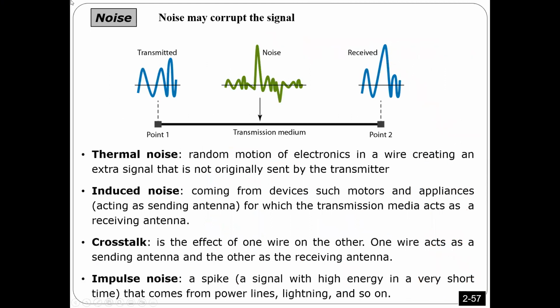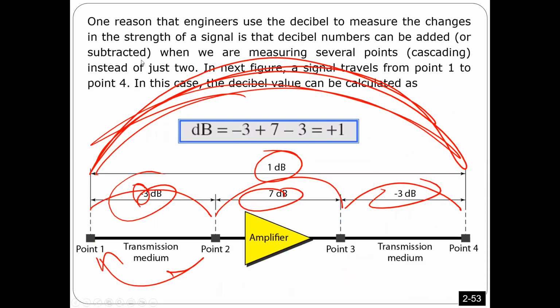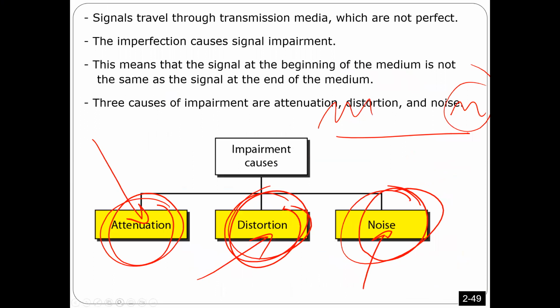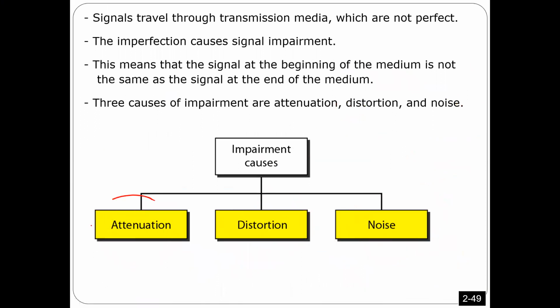The last reason, we call it noise. So what is noise? I'm going to tell you simply. Again, you can see here different reasons. Here because of the resistance. Here because of different frequencies, they are going to change the phase and the components of the signal. This one is something else. What is this one? I'm going to tell you.